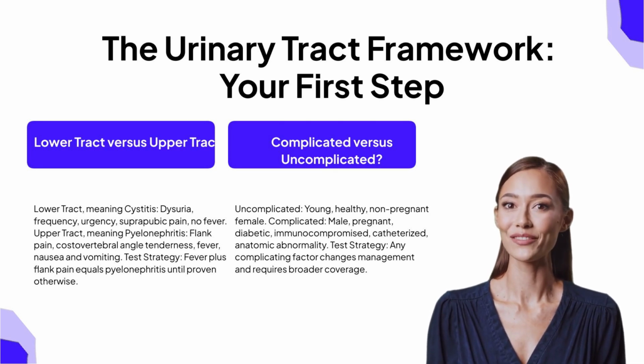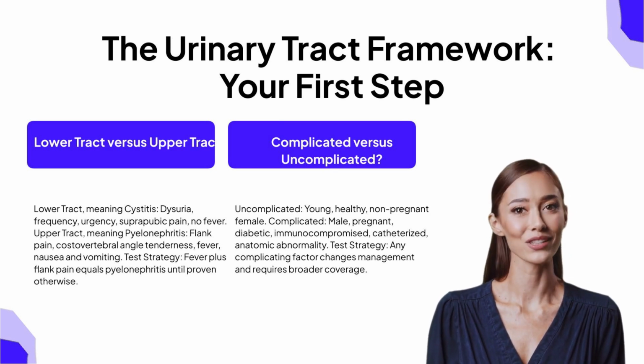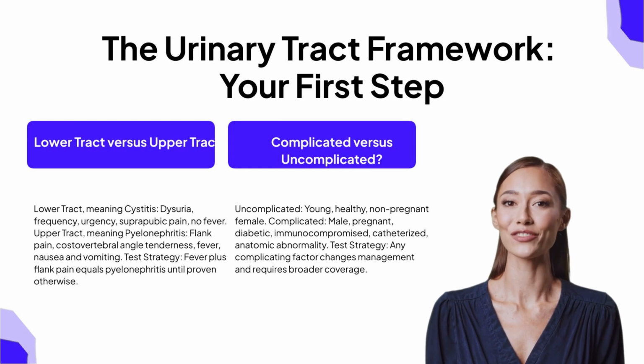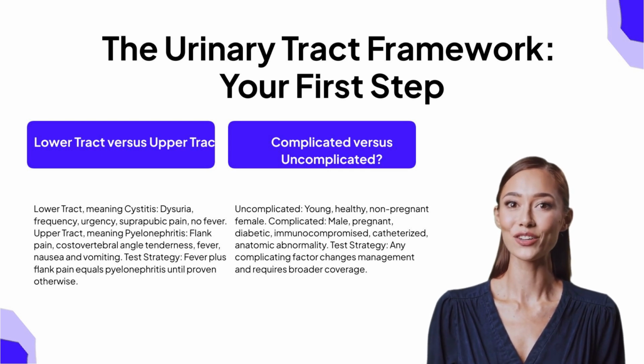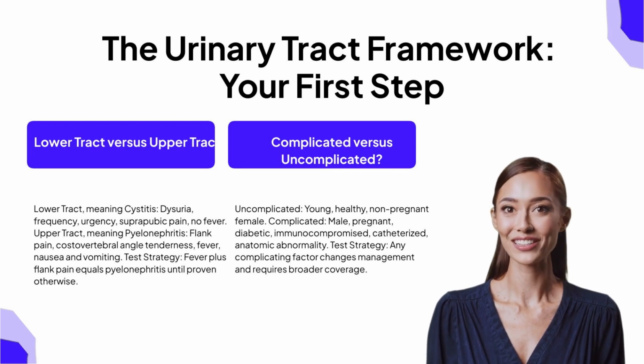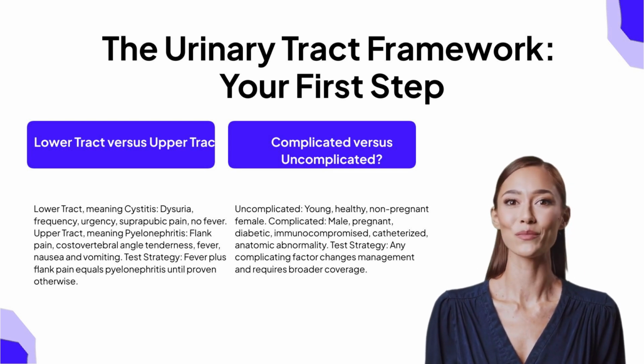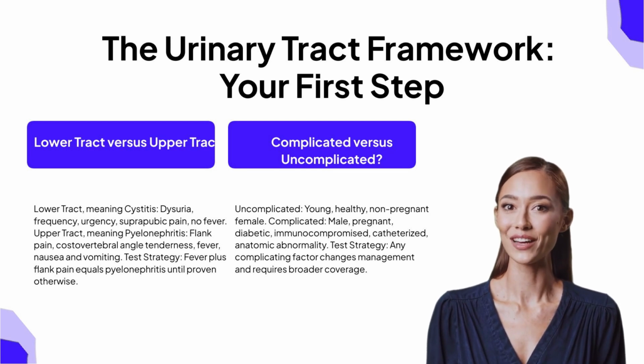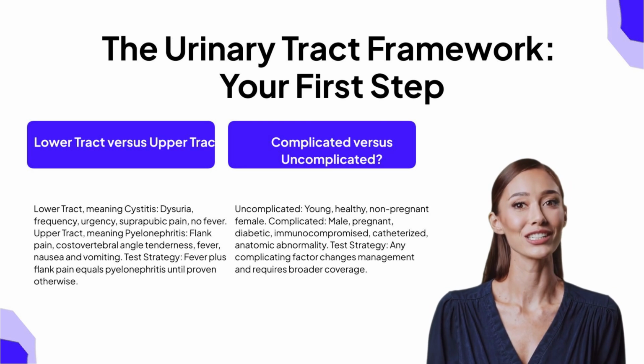The second question: is this complicated or uncomplicated? Uncomplicated means a young, healthy, non-pregnant female. Complicated includes males, pregnant women, diabetics, immunocompromised patients, catheterized patients, or anyone with anatomic abnormalities. Why does this matter? Any complicating factor changes your antibiotic choice and duration.